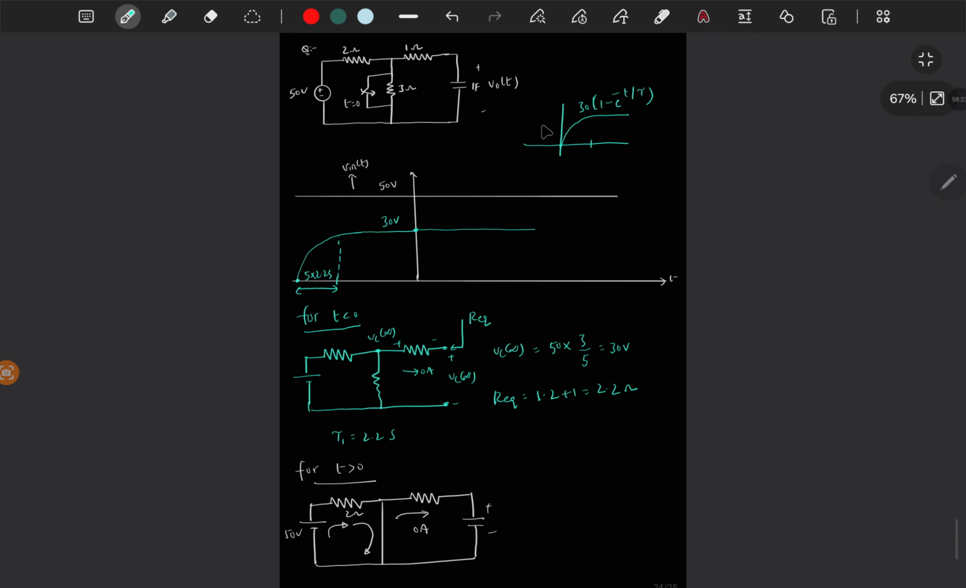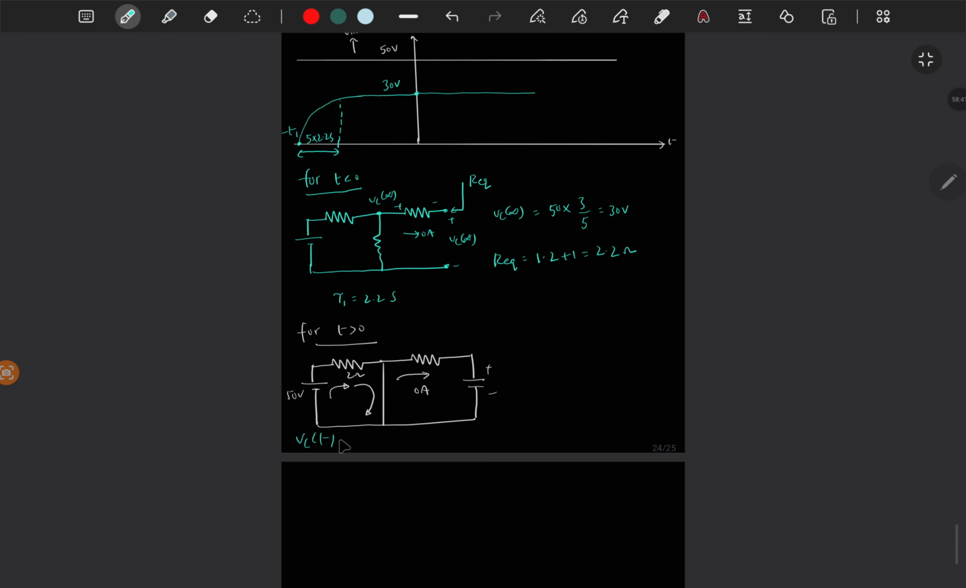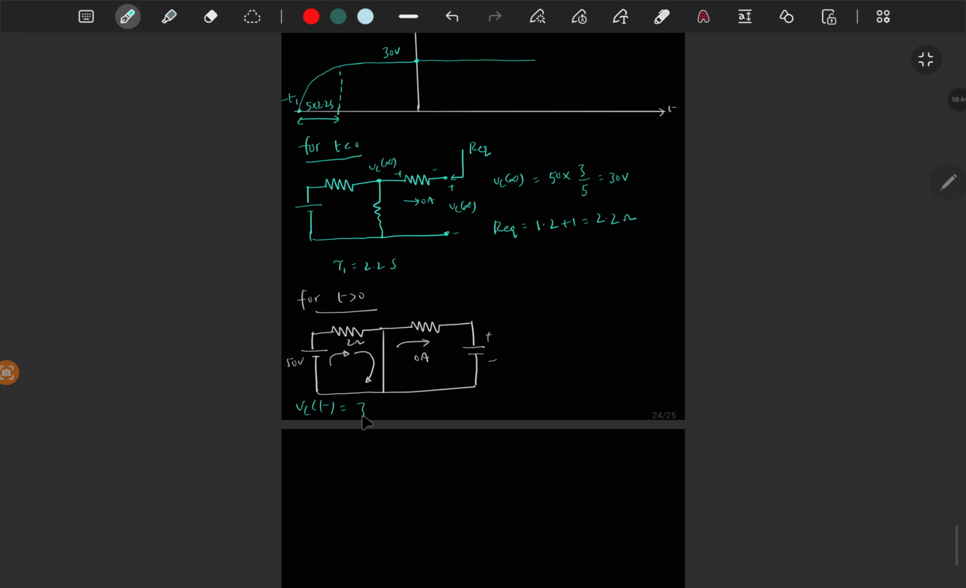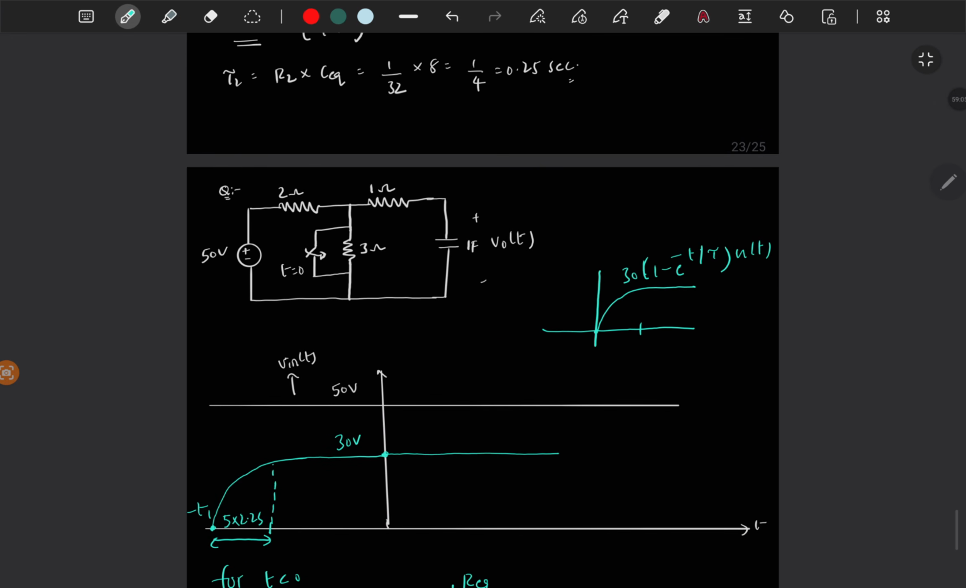So if you left shift this one by t1 units, let's say this is minus t1, then you replace t with t plus t1. So you will get Vc of t is 30 times 1 minus e power minus (t plus t1) by tau 1, u of t plus t1. Yeah, that is the expression. So this is how the circuit will behave.